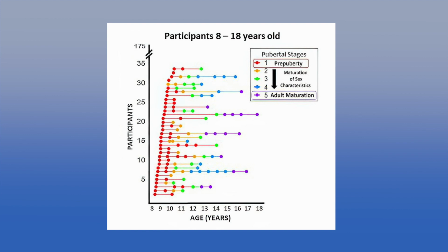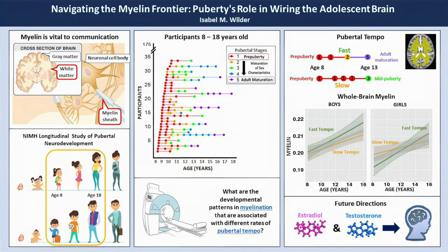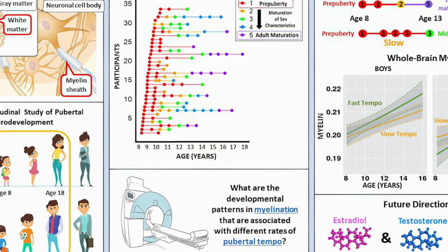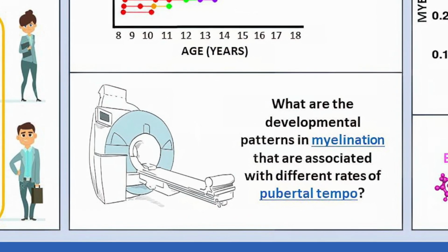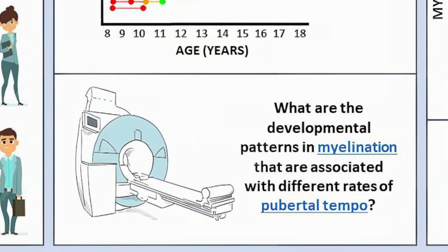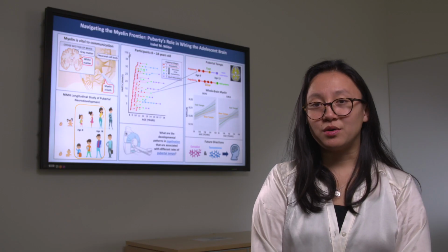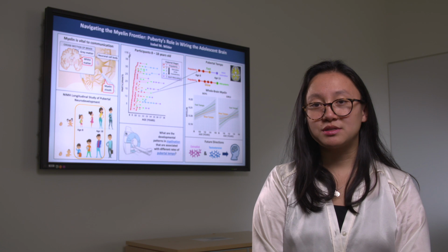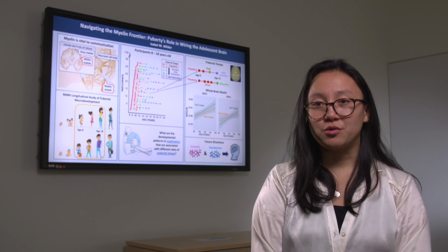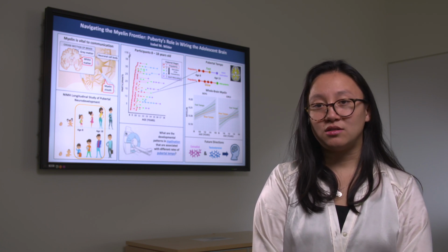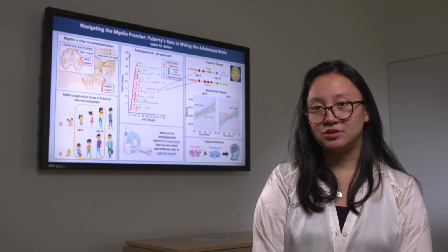My aim in this project was to use MRI to quantitatively measure myelin to better understand the developmental patterns in myelination that are associated with different rates of pubertal tempo. Pubertal tempo refers to the rate at which pubertal stage evolves and is an important parameter to assess as it has been linked to mental health outcomes and myelin changes.